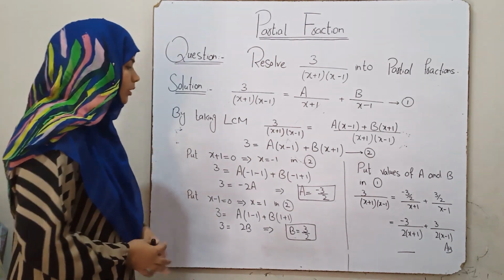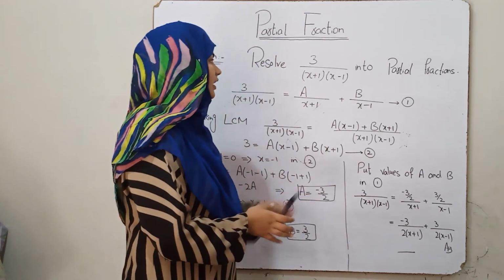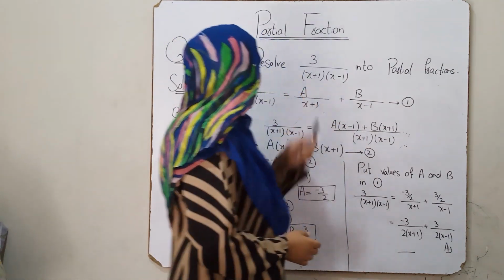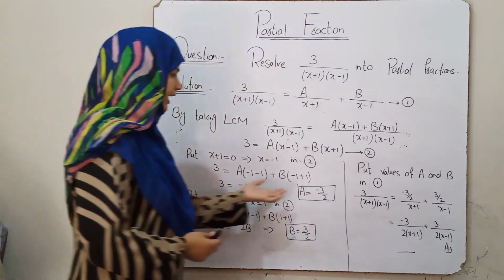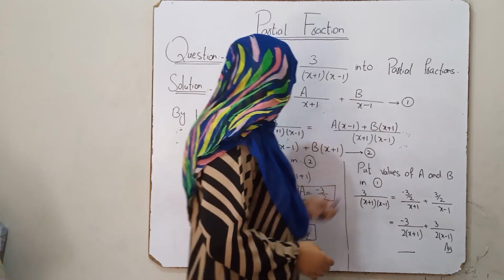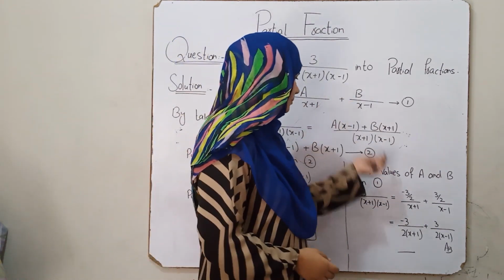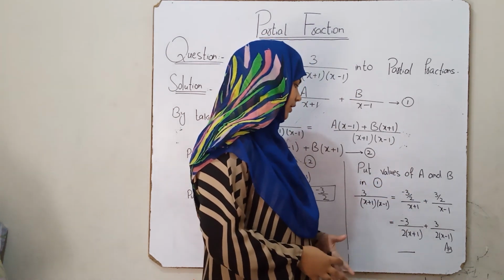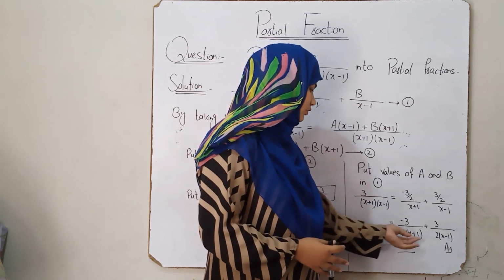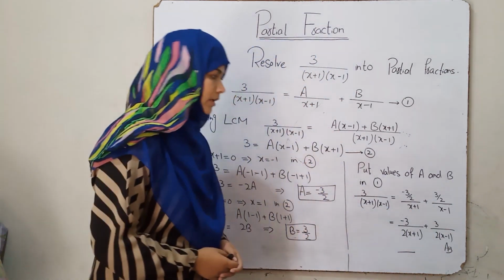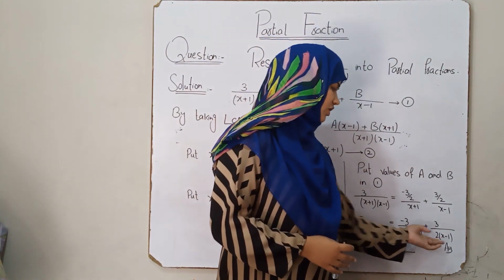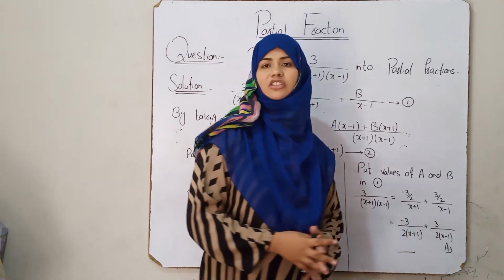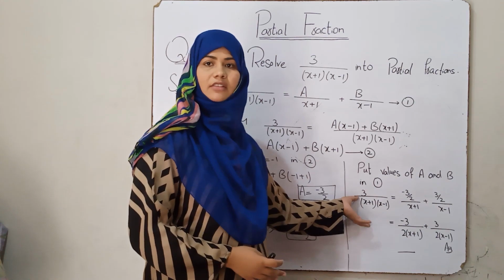Now put the value of a and b in equation number 1, that is 3 over x plus 1 into x minus 1 is equal to, here put a is equal to minus 3/2 and b is equal to 3/2. We get minus 3/2 over x plus 1 plus 3/2 over x minus 1. Now we obtain two partial fractions, minus 3/2 over x plus 1 plus 3/2 over x minus 1. So these two fractions, in which we can write the original fraction as sum of these fractions, are known as the partial fractions of this original fraction.